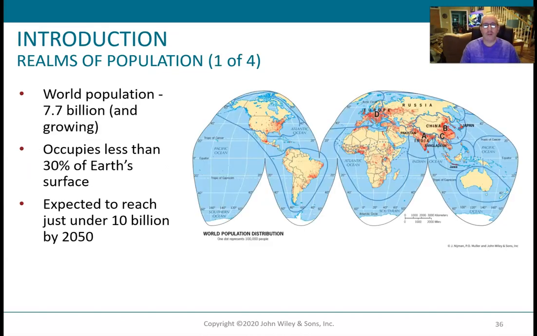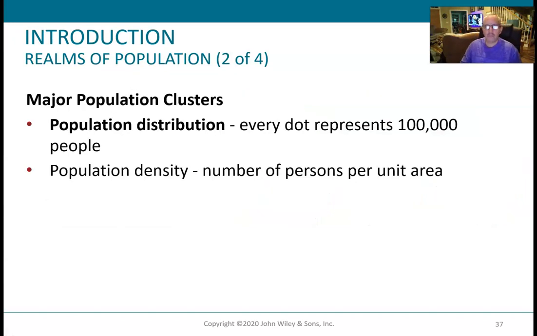And you can see it says every dot represents 100,000 people, and you can see how the dots are kind of clustered in certain spots and areas, mostly around big cities. Now, one thing I want you to keep in mind, population density. Population distribution means where are the people living. So you look at a map and see the distribution. Okay, a lot of people in China, a lot of people in India, a lot of people in Europe.